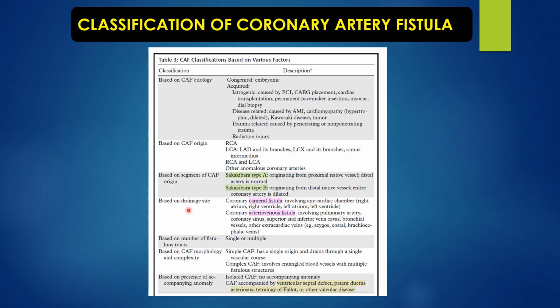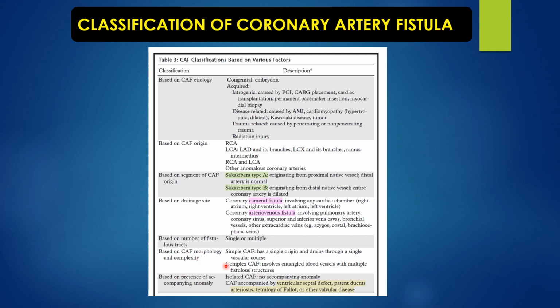Based on the drainage side, coronary artery fistulas can be either coronary cameral fistula, in which it drains into a cardiac chamber. Chamber is basically cameral. Or it can be a coronary arteriovenous fistula, where it communicates with one of the arteries or veins around the heart, which could be the pulmonary artery, coronary sinus, superior or inferior vena cava, pulmonary veins, or the extracardiac veins. It can also be classified based on the number of fistulas. Either it can be single as in our case, or it can be multiple, which we'll see in the typical images which we follow, or based on the morphology and complexity.